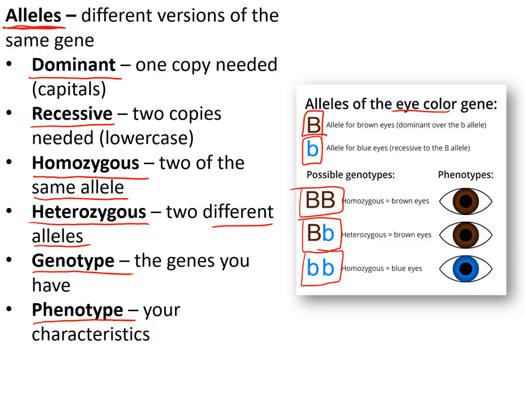The genotype of this final person is homozygous because they're the same, recessive because they're both recessive lowercase b's. And that leads to the phenotype blue, because blue being recessive means you need to have two copies of it to show the characteristic.